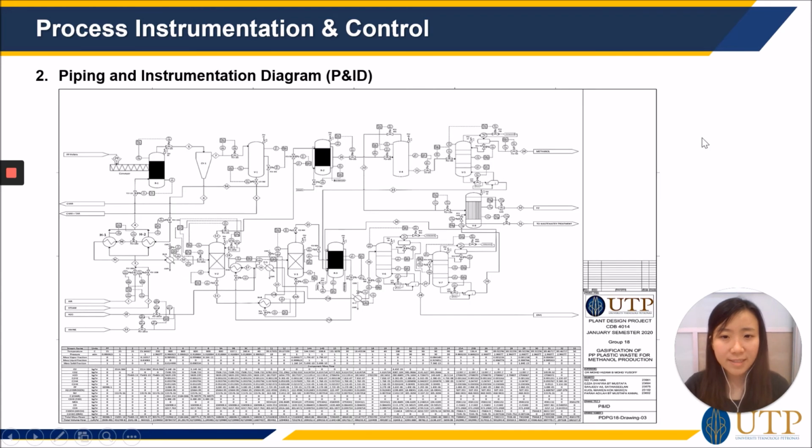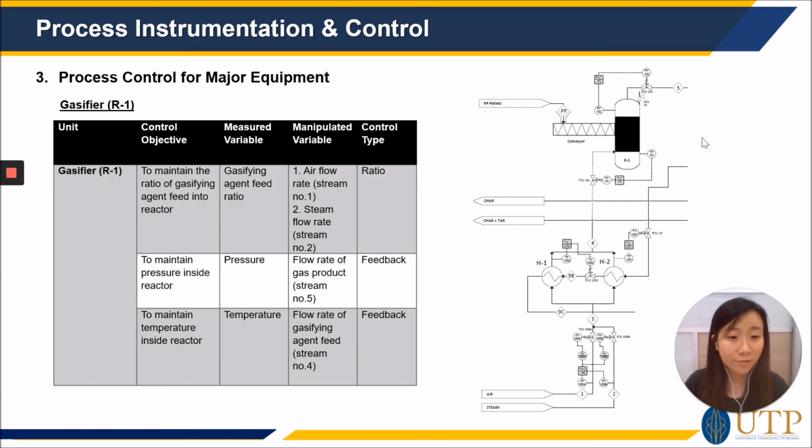So this is the P&ID diagram designs for our chemical plant. Without further ado, I would like to start with the discussions for the process control for major equipment in our process. So first, the gasifier.